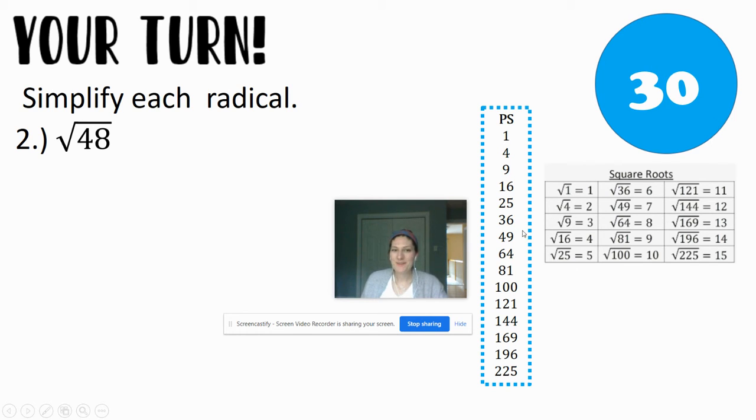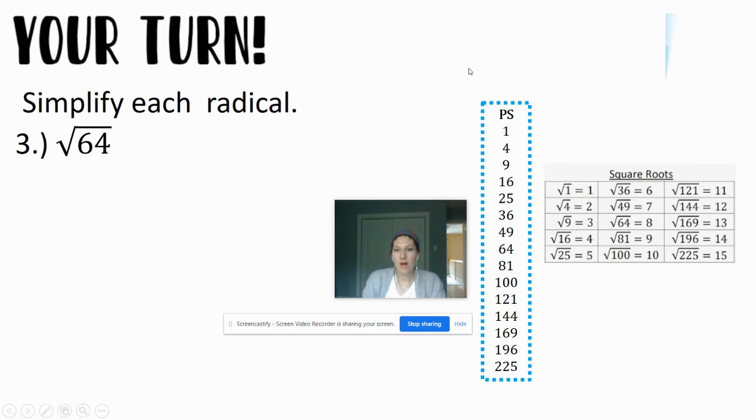All right, let's see if you got it. So 48 would fall right here. Did you find the biggest perfect square factor? If you did, it's 16 times 3. And square root of 16 is just 4. So if you got 4 root 3, you're 5.